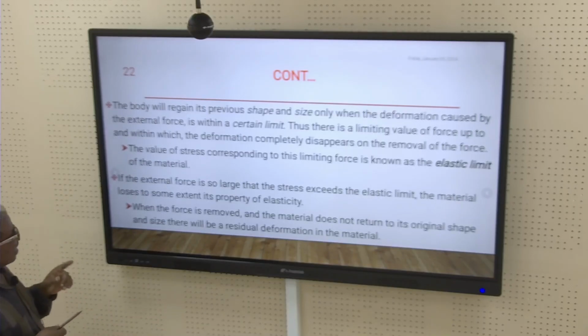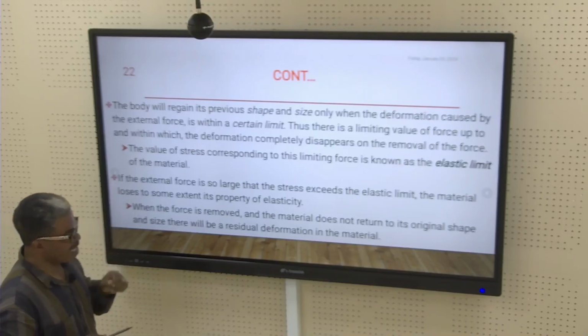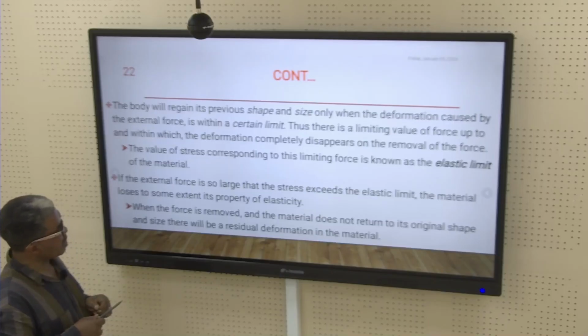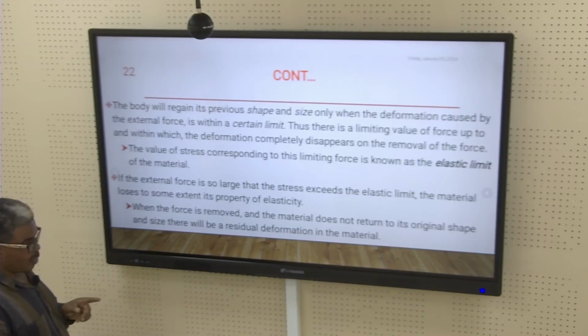The body will regain its previous shape and size only when the deformation caused by the external force is within a certain limit. This property can be experienced only up to a certain force. Thus, there is a limiting value of a force up to and within which the deformation completely disappears on the removal of the force. Every object has this property of elasticity, but there is a limitation. The value of stress corresponding to this limiting force is termed the elastic limit.